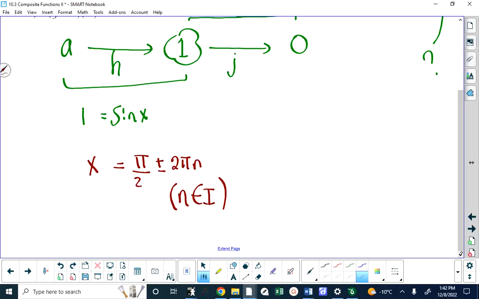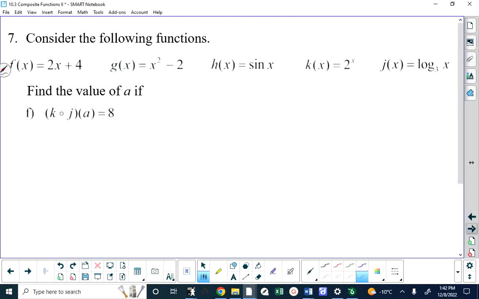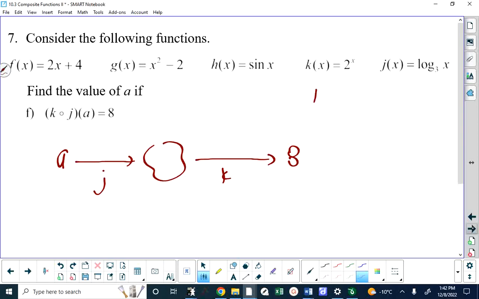And finally, and I know it's been a long lesson for something that you already learned about yesterday, but it's important we get lots of practice here. K of j of A is 8. A goes through j. That goes through k. That gives us 8. So if k of x is 2 to the x and 8 comes out, you have to figure out what value of x we're interested in to give us 8. Well, 2 cubed is 8. It's 3.